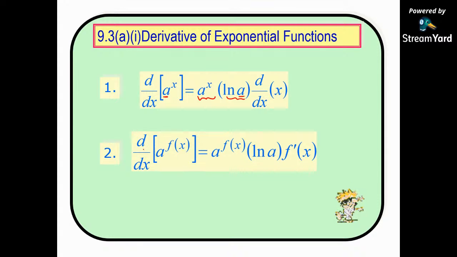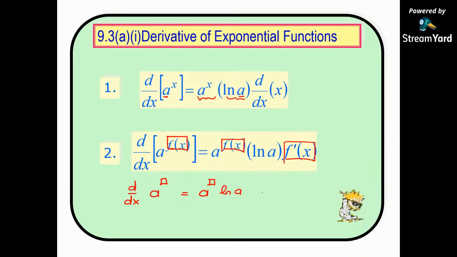If I have to differentiate d over dx of a to the power of something, I copy down the base together with the power first. So a to the power of that something, and then ln of the base, and then make sure to differentiate that function. That is how you get f prime of x. Normally I write it as d over dx of a to the power of something, which is a to the power of something, ln a, and then we differentiate that something.